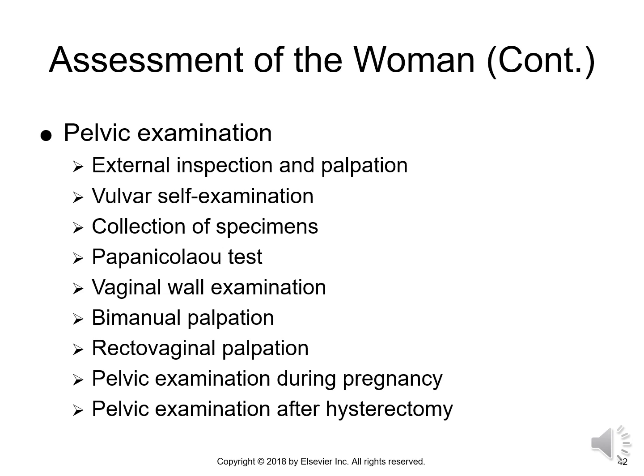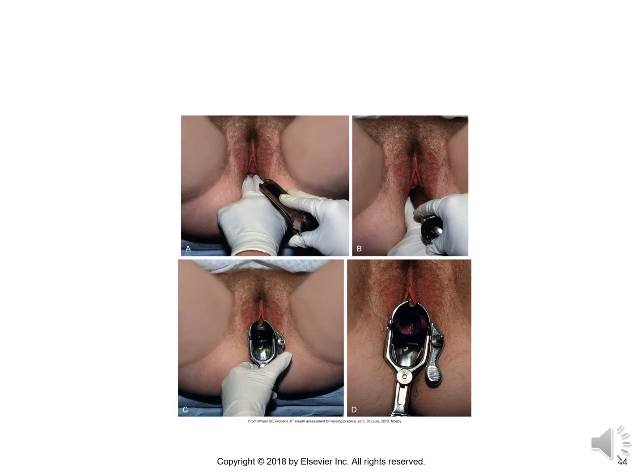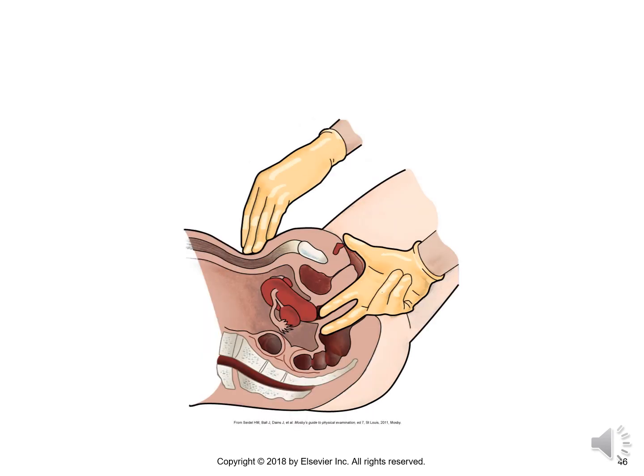This is your external examination, usually done first, followed by the speculum examination, and then the bimanual examination is done to check for masses and size and position of the female internal reproductive organs, and you can see this on page 58. This is your rectovaginal examination. It's done to assess the rectovaginal septum, the posterior surface of the uterus, and the region beyond the cervix and adnexa.